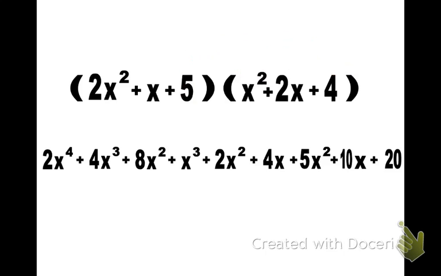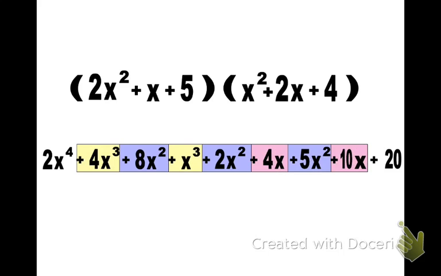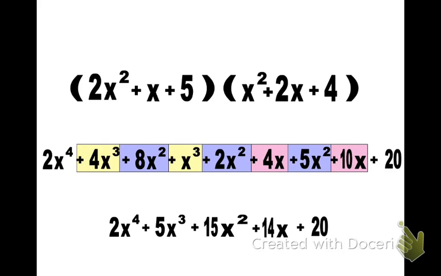And now we need to look for like terms like we did before, so we're going to notice that we have 2 x cubed terms, 3 x squared terms, and we have 2 x terms. So again, you need to combine the like terms and simplify your answer. So we have a 5x cubed now, then we have a 15x squared, a 14x, and the 20.